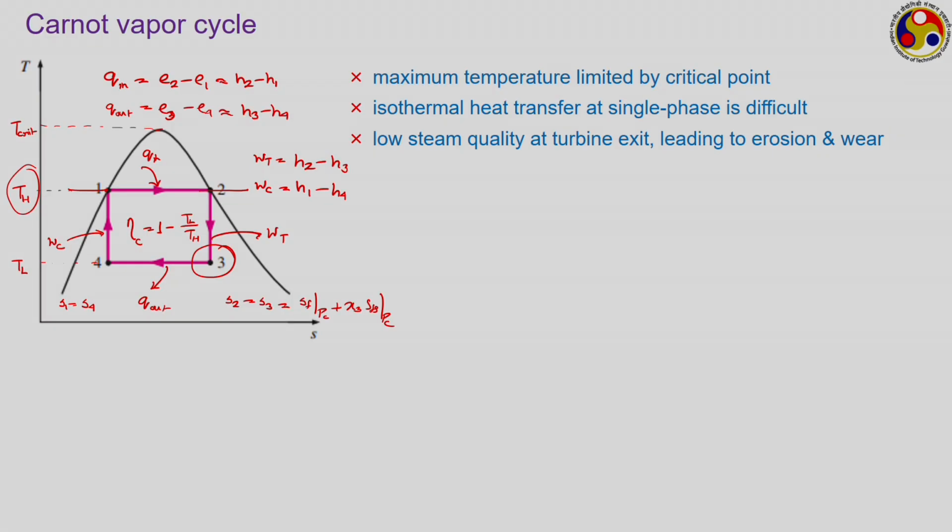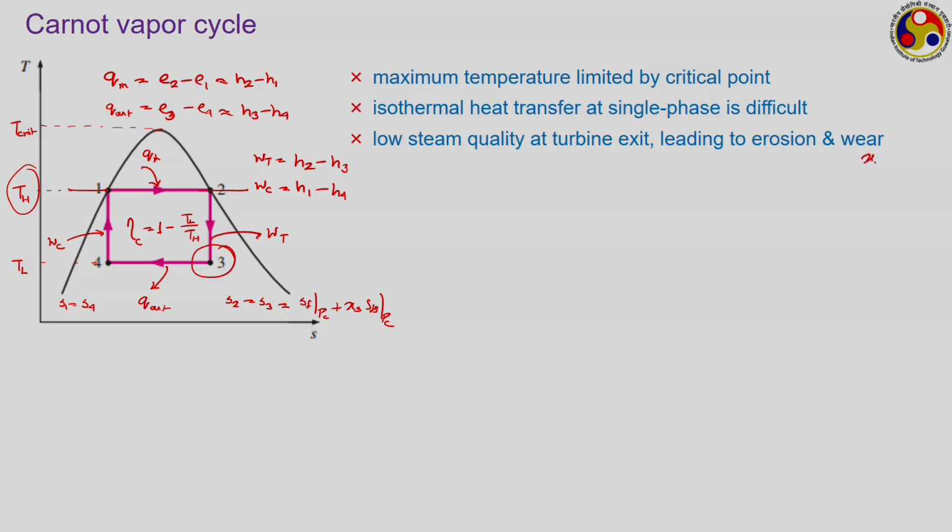In fact, as the quality at point number 3 keeps on dropping, there will be more and more liquid droplets that keep on appearing in the mixture of liquid and vapor at point number 3 or towards the later stages of the turbine expansion. And as the mixture passes at a very high velocity through the turbine, these droplets can strike the turbine blades with very high velocity, causing erosion wear to the turbine blades, which is quite significant. And therefore, there is some kind of practical limit.